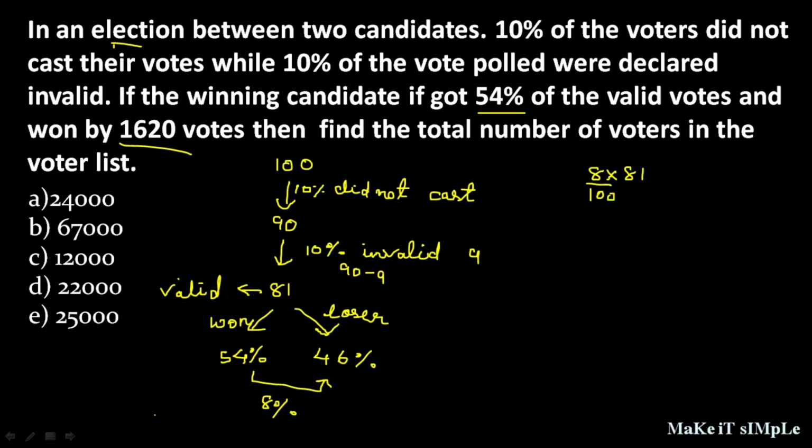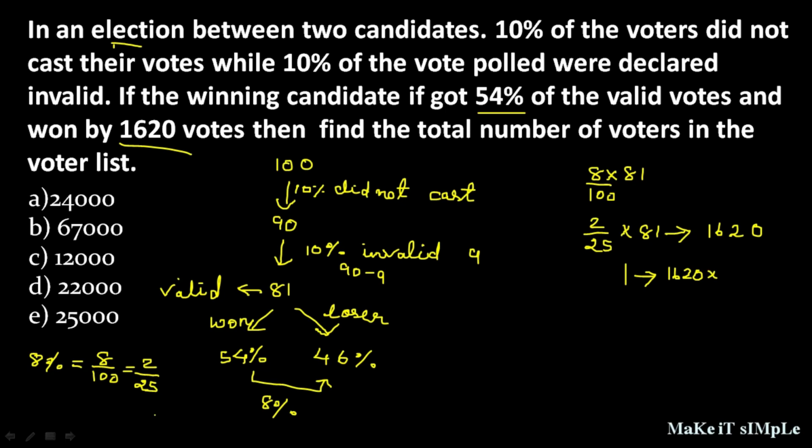is 1,620. First we have to convert this 8% as a fraction. 8% is nothing but 8 by 100. We will be getting it as 2 by 25. So what will we be getting? 2 by 25 into 81 is how many units? 1,620. Okay, so we have to find 1 unit.